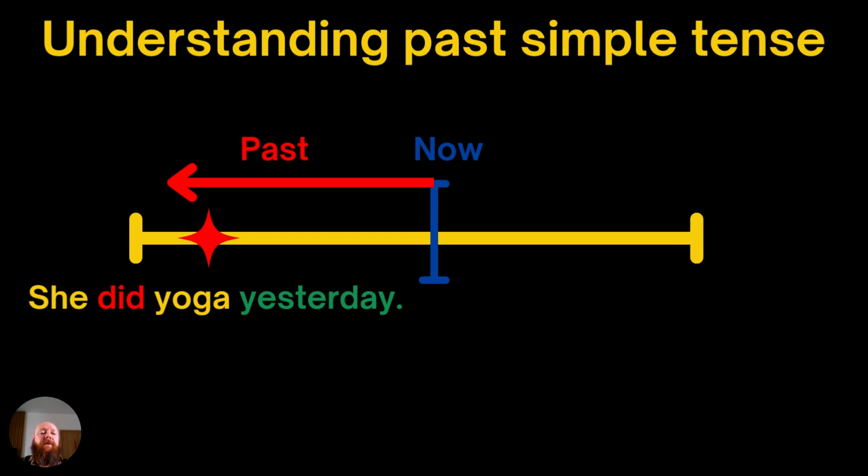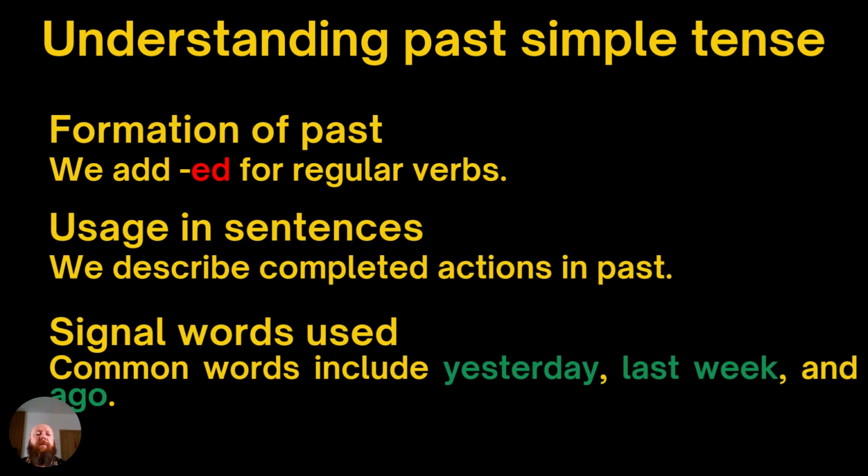So if you look at the slide, we have now, so this will be now, and then we have past. So if something is in the past, and we have this here, she did yoga yesterday. So when we make the past, we will add ed for a regular verb, and we use it for completed actions in the past, something that has finished in the past.